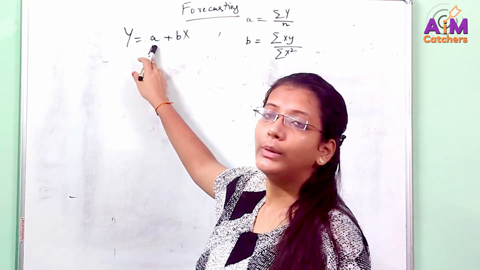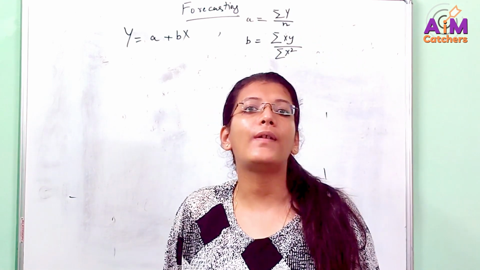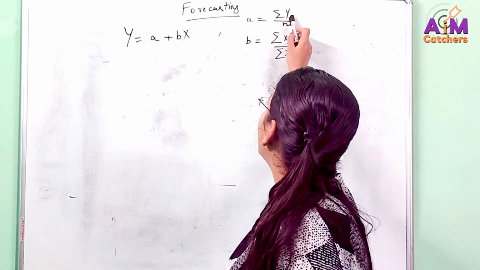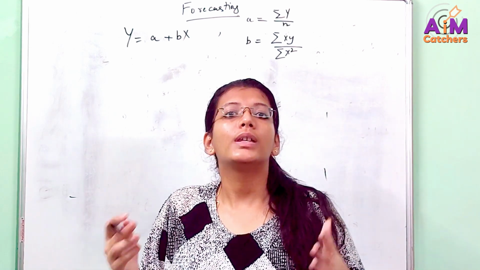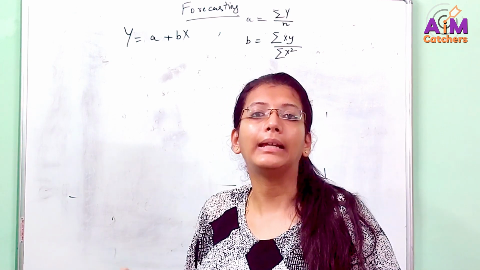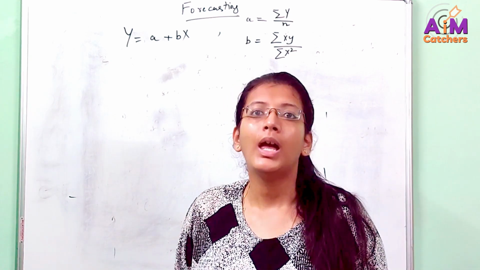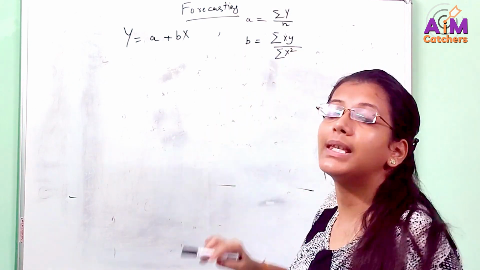The formula for calculating a is sigma y by n, the total of y divided by n. The total of y is the sales of the past years, which is given in the question. So the sum of the sales of all the past years, divided by n, the number of years given in the question, will give us a. Then b is sigma xy by sigma x square.